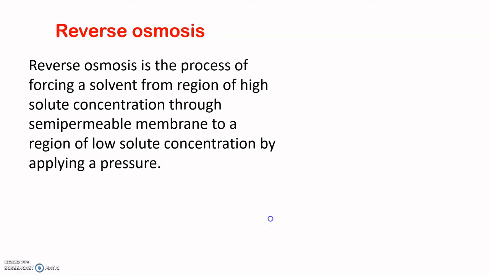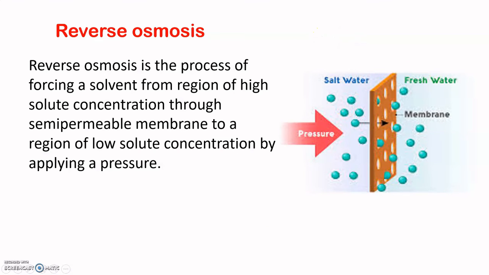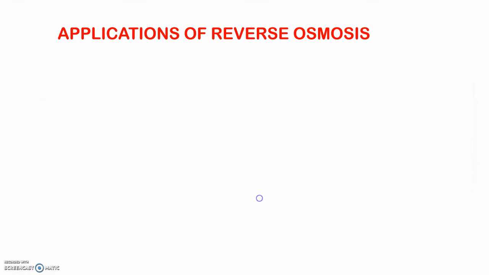Alright, so we can depict the reverse osmosis in this way. You have the salt water on one side, fresh water on the other side. So you apply pressure on the salt water side, so the water molecules will move through the semi-permeable membrane to the freshwater side. Now this reverse osmosis phenomenon is used to purify water, to desalinate water, etc. That comes under the applications of reverse osmosis.